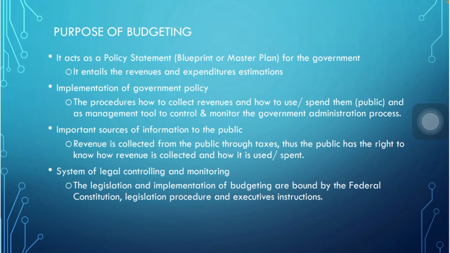Moving on, number 2 is implementation of the government policy. Basically, implementation of government policy is, for example, like tax. Every process must have its own SOP. So how to collect revenue, we refer to tax. And how to use the people's money must follow the SOP. Basically, it is a tool to control and also monitor the government expenditure, or we want to see how the government administers the public finance. So that is purpose of budgeting number 2.